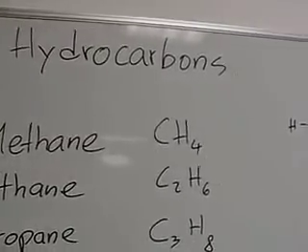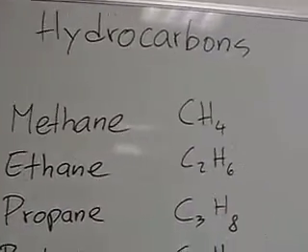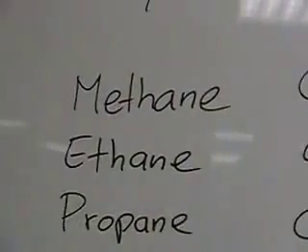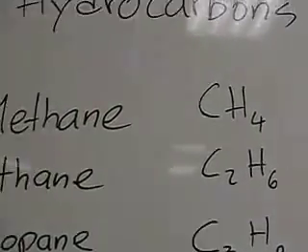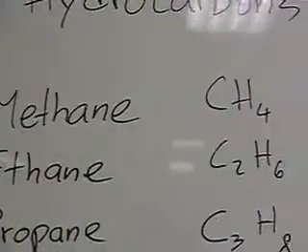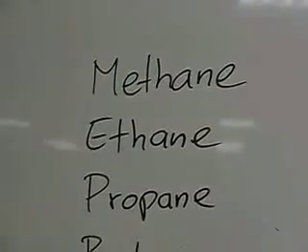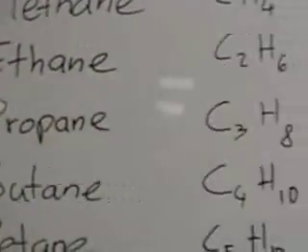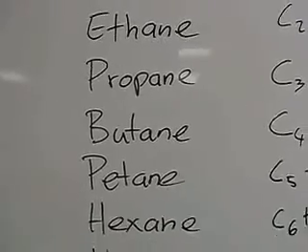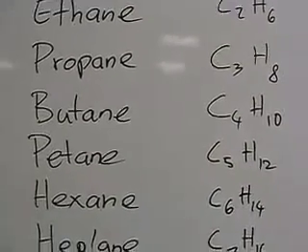Methane, CH4. Ethane, C2H6. You can see that all we're doing, as we're going from one to the next, we're just adding one more carbon. So methane, 1 carbon. Ethane, 2 carbons. Propane, 3 carbons. Butane, 4 carbons. Pentane, 5 carbons.